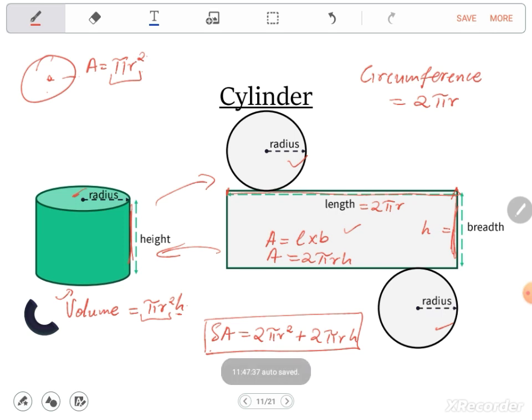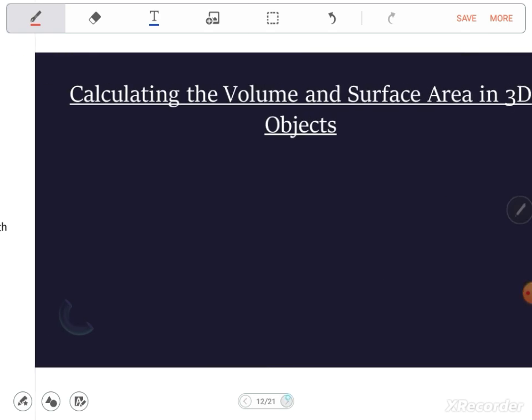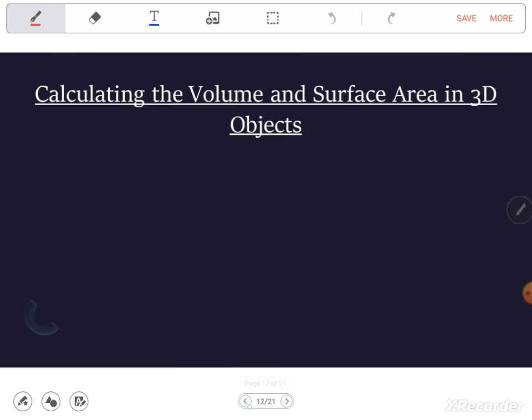That's basically it in terms of understanding the formulas. In the next lesson we'll deal with calculating the volume and surface area of the objects. We'll deal with a few examples.